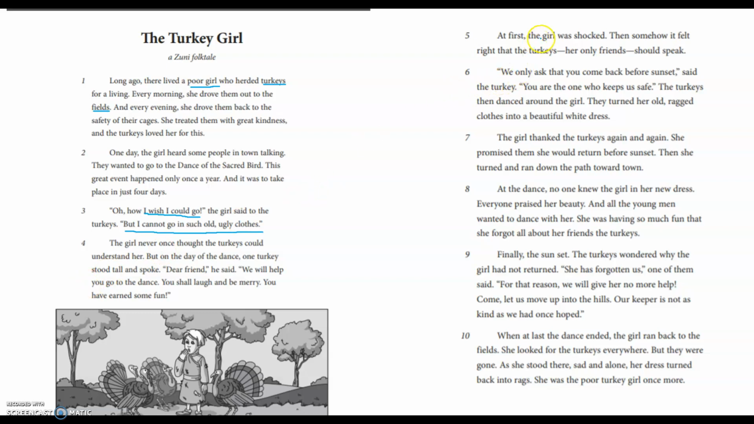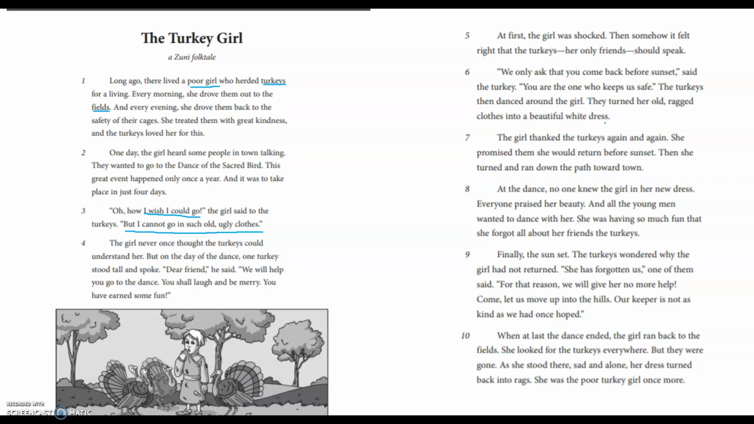At first the girl was shocked. Then somehow it felt right that the turkeys, her only friends, should speak. "We only ask that you come back before sunset," said the turkey. "You are the one who keeps us safe." The turkeys then danced around the girl. They turned her old ragged clothes into a beautiful white dress.